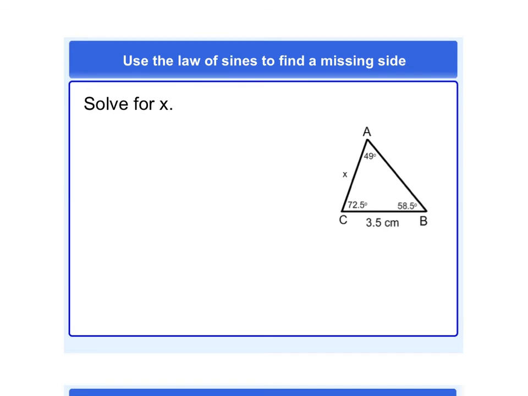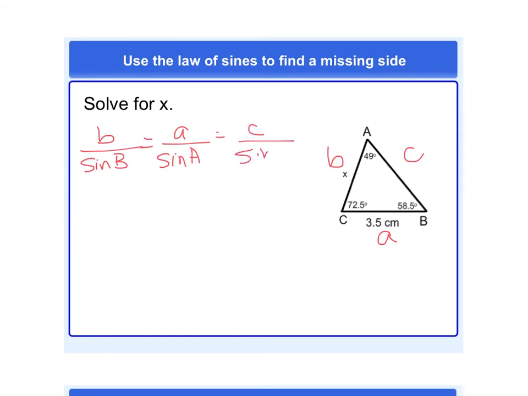Now we'll try another example. So here we are trying to solve for x. We're trying to find the missing side. So your first step should be to label the sides. So here's my side A, it's across from angle A, my side B, and my side C. So I'm going to write my sine law. Since it's a side I'm finding, I put that on top. Notice how I'm starting with B because that's the one I'm trying to find. The order doesn't really matter because they're all equal.